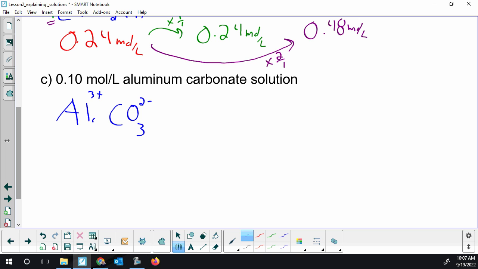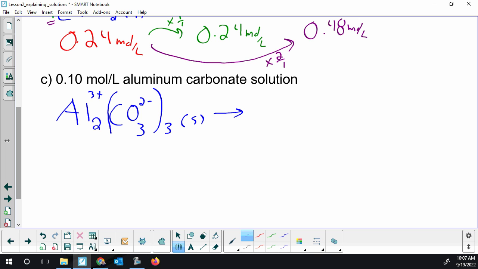I'm going to need 2 aluminum to get plus 6. Carbonate is minus 2, so I need 3 of them, minus 2, minus 4, minus 6. It's polyatomic, so when I triple it, I have to triple the whole thing, the whole minus 2 ion. So that is aluminum carbonate.